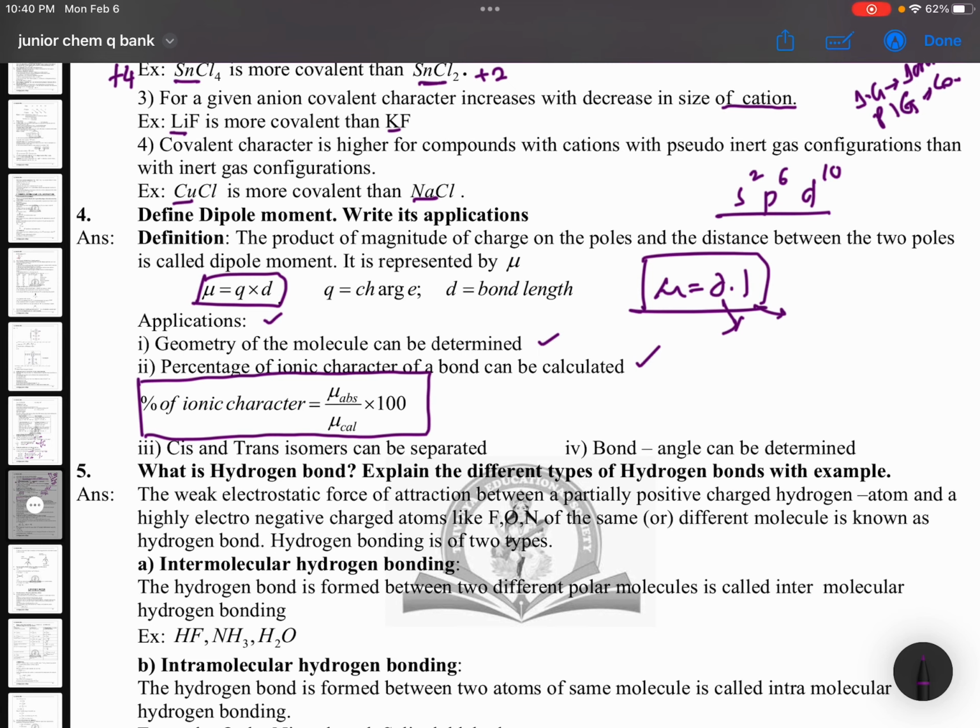Cis and trans isomers can be, don't say separated, can be identified, can be tested. Bond angle can be determined. Okay, these are the applications.